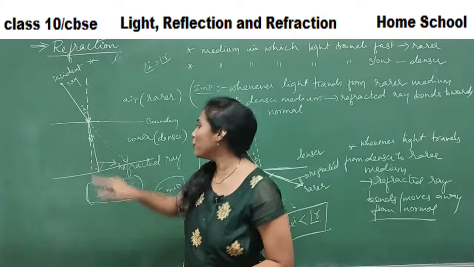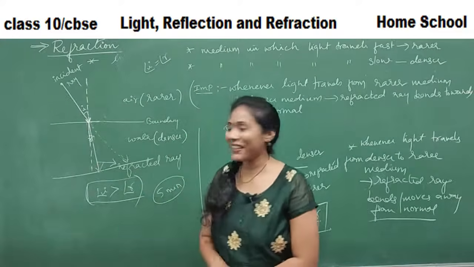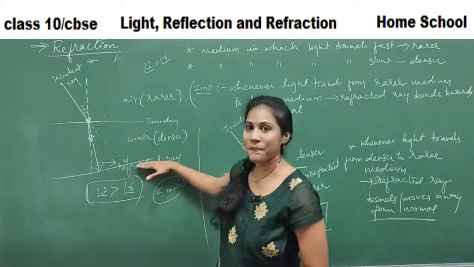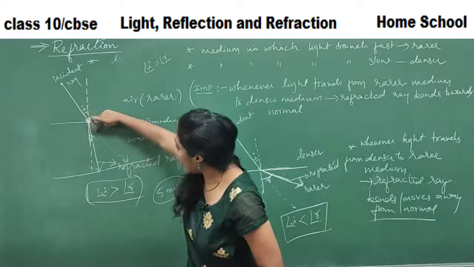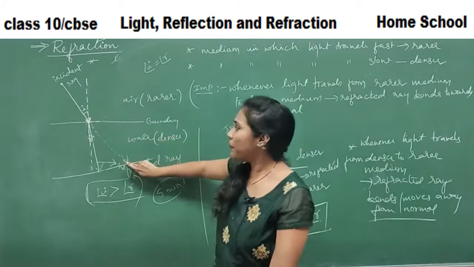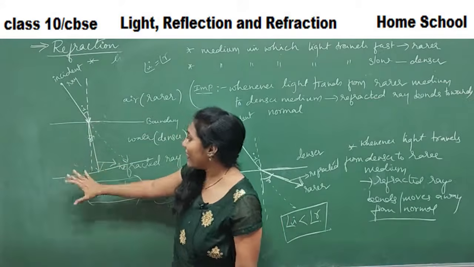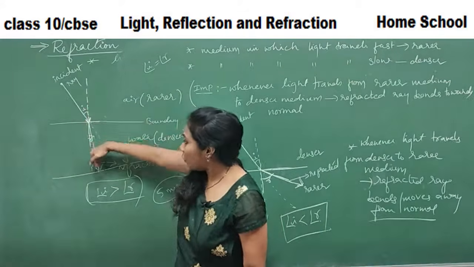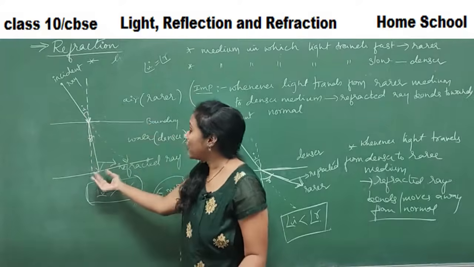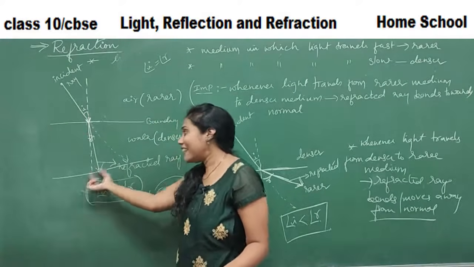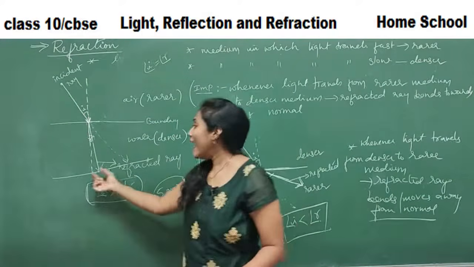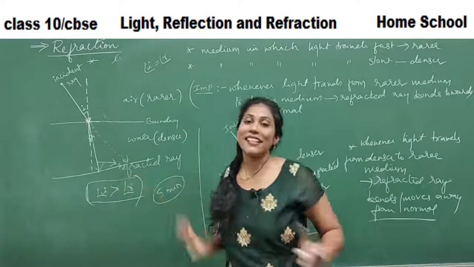So what it will do, it will take a short route. Anyway, it should reach this surface. If it takes the original path, that is not possible, right? It will bend in such a way that it will take a short route and try to reach in time at a target, at a particular point that we set as a target.